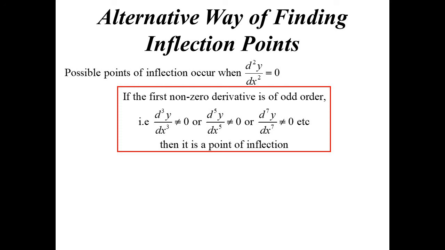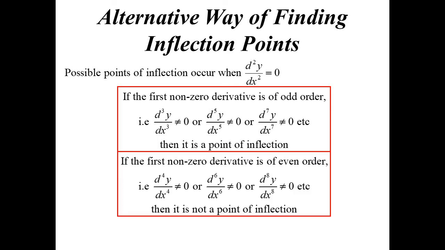If the first non-zero derivative, so the first time you substitute into the derivatives and get an answer that's not 0, is of odd order, third derivative, fifth derivative, seventh derivative, ninth derivative, and I sincerely hope you don't get anything where you have to go up to the seventh or ninth derivative, highly unlikely, then it will be a point of inflection. If the first non-zero derivative is of even order, so fourth derivative, sixth derivative, eighth derivative and so on, then it won't be a point of inflection. You can't conclude it's going to be a turning point though. It might be, but you can't conclude that.